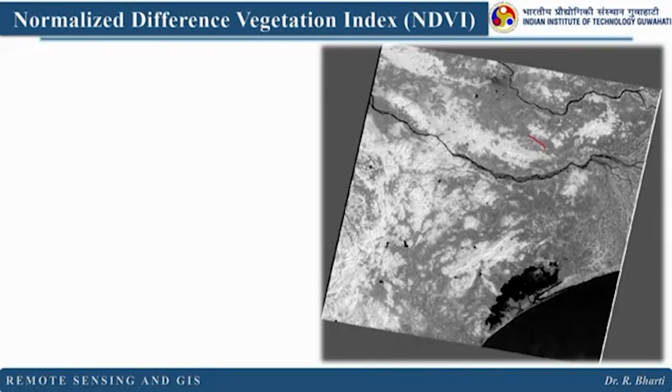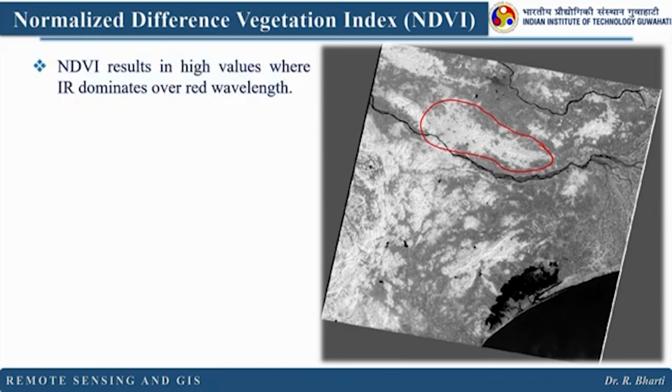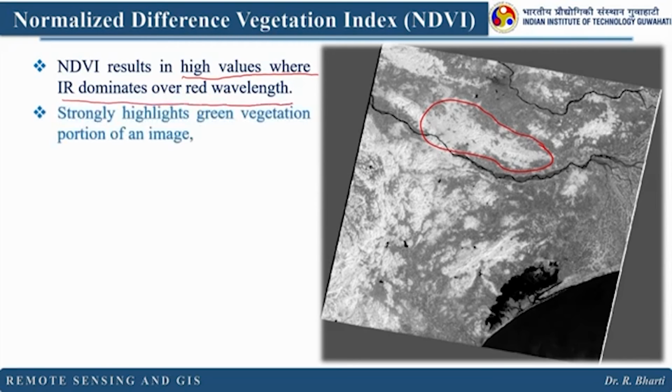So, let us understand more about these NDVI results. If you see, all the brighter pixels are basically your vegetation. Why? Because we have designed the ratio in that way that it will give the highest value compared to the surroundings. So, NDVI results in high values where IR dominates over red wavelength. And why is it happening? Because you should remember that curve, it was like this. This is the IR wavelength, where we are getting maximum information or reflectance from the vegetation.